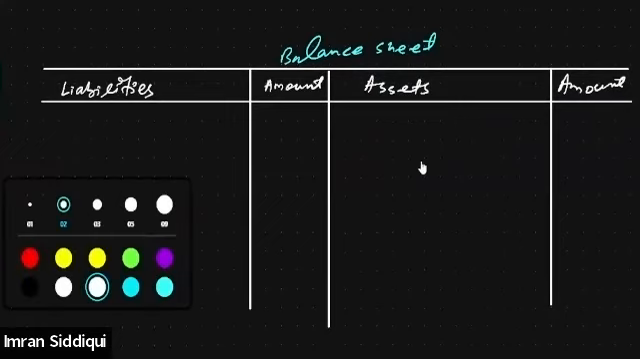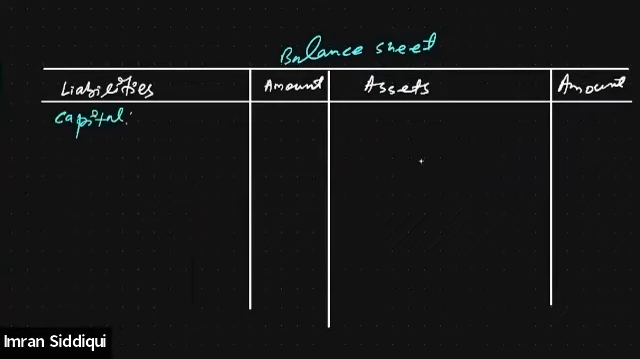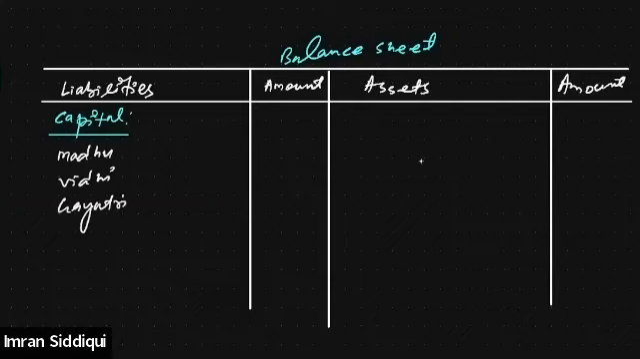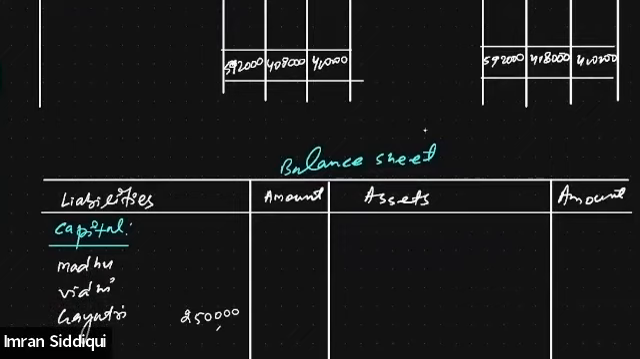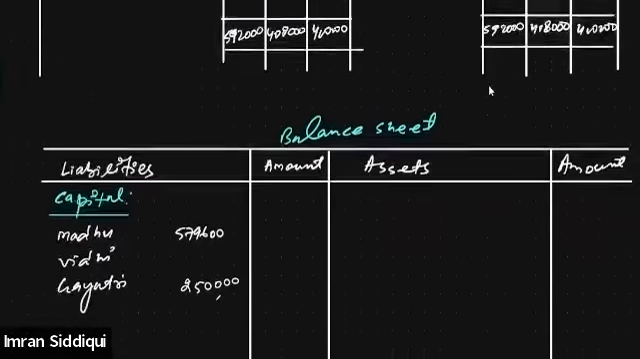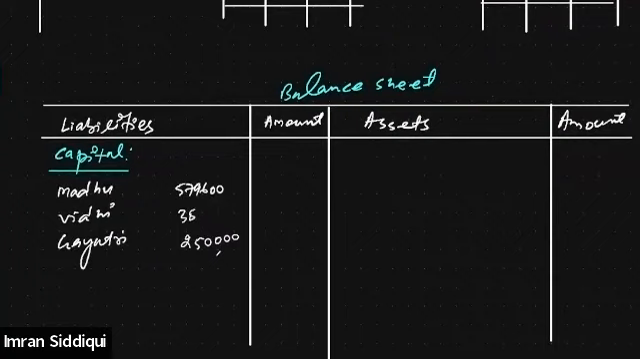So on the balance sheet, we will first of all write down the capital of the partners: Madhu, Vidhi, and Gayatri. 2,50,000, then 5,79,600, and 3,89,400. This will be transferred to the balance sheet. Now we will total this.